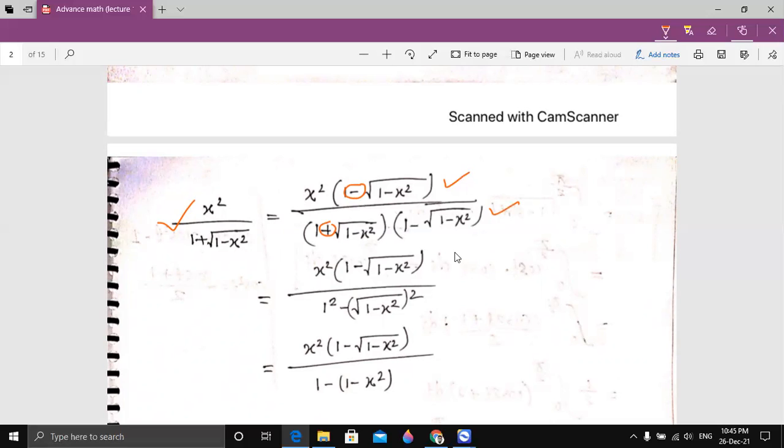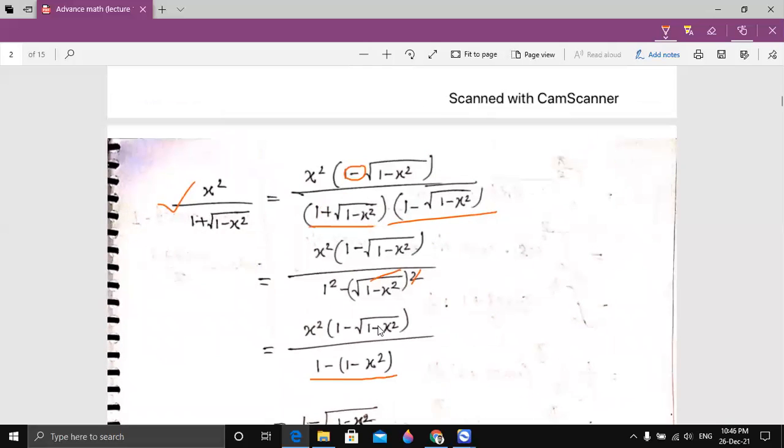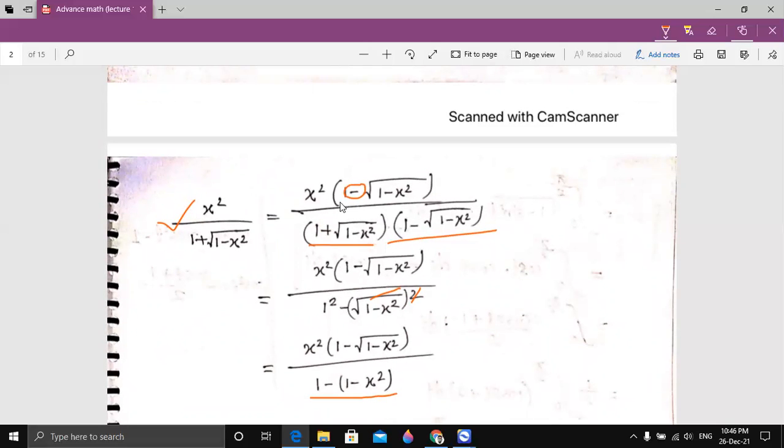So what is the benefit? The benefit is this down part will make something like a plus b into a minus b. That means a square minus b square. And then we can cancel out the root and the square, right? So we get 1 minus 1 plus x square, which is 1 minus 1 minus x square. And upside we have x square into 1 minus root over 1 minus x square, this line.